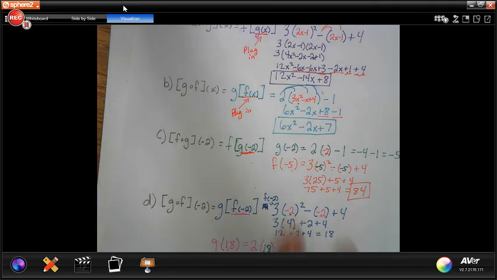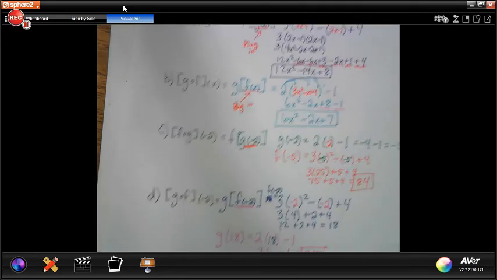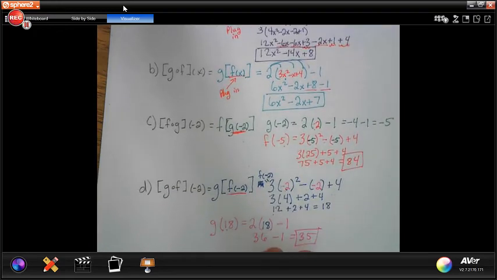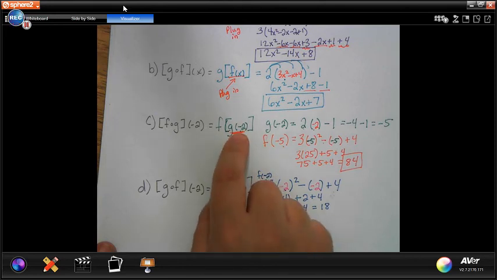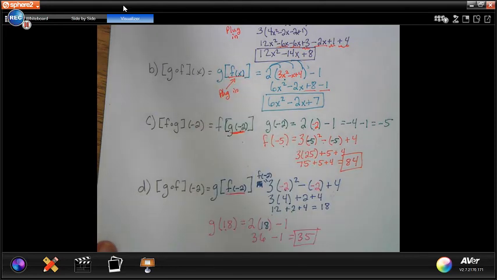So problems like this are basically two plug-ins. Oh, sorry, I did not know that was not showing. So problems like this are two plug-ins. You do the first plug-in on the inside, and then whatever you get there, you plug in for the outside function. Okay? Plug in on the inside, plug in on the outside. And that is it for function composition.